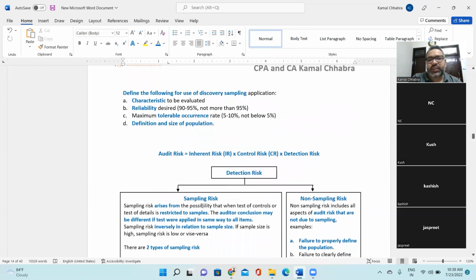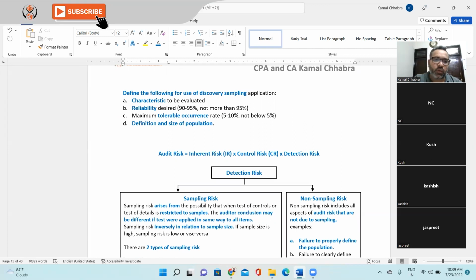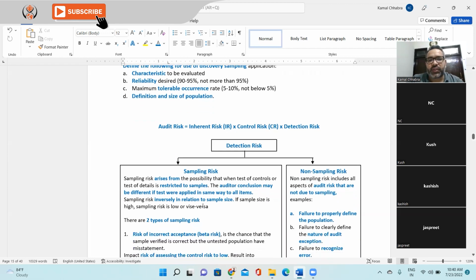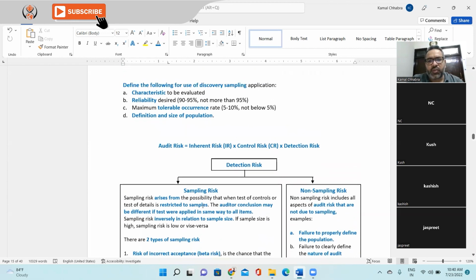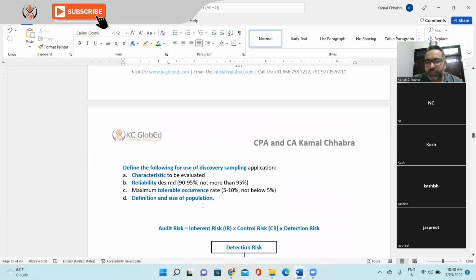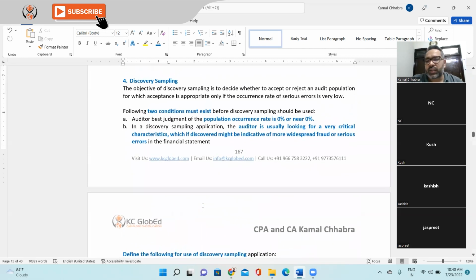And when you are using discovery sampling, you need to define the following. First one is characteristics to be evaluated, what exactly you want to evaluate. Reliability, your desired 90 to 95%, but not more than 95%, because this is generally for critical audit area matters, right? Maximum tolerable occurrence rate should not be below 5%. So it should be in a range of 5 to 10%. And definition and sample size of the population. So all these things you need to define in the respective tool when you are planning to use discovery sampling.